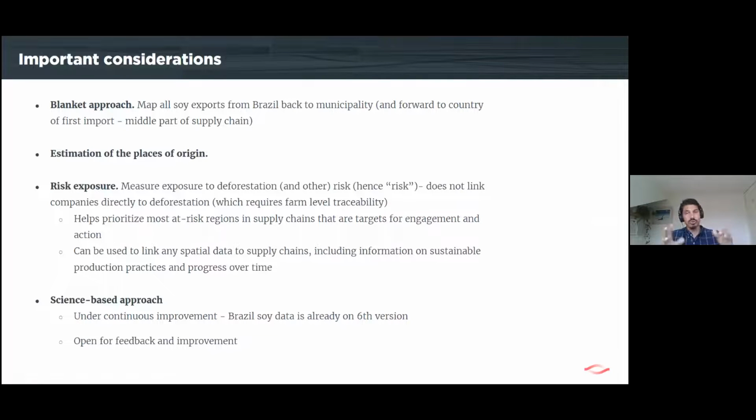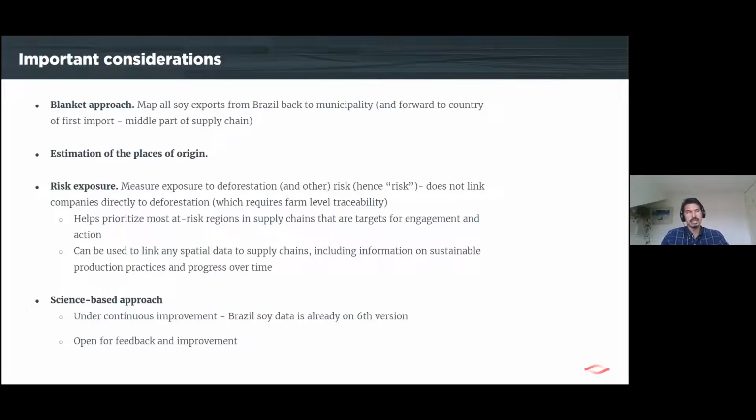So just to wrap up, what we do is only map a commodity if we can map the whole production and export from that region. And that's what we do for all the commodities that we have so far. It's really important to mention that, as there is modeling involved, as it's a science-based approach, it's an estimation of the places of origin. Some people just see this as a reality, but that's not the reality. Companies have much more granular data.